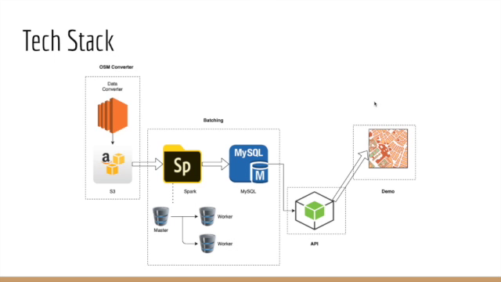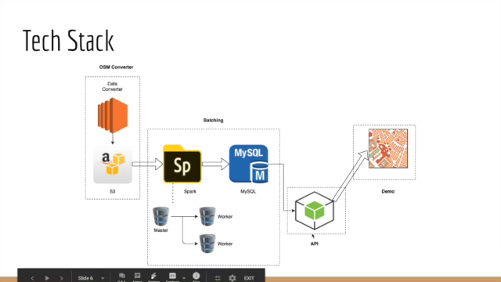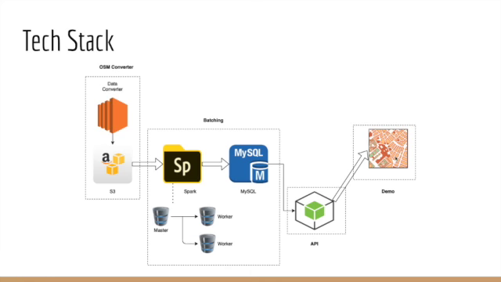For the tech stack, as I mentioned, I use an OSM converter to convert the data from OSM to JSON and then put the data onto S3. And then I use Spark to do the batch processing of the data and insert it into my MySQL database. And this is also a microservice. Then I built a RESTful API using Express.js. I use my own resume website to host the demo of the project using Bootstrap and Node.js.